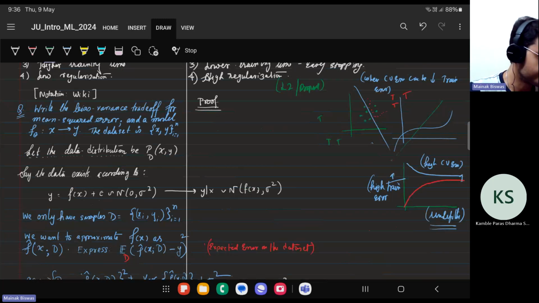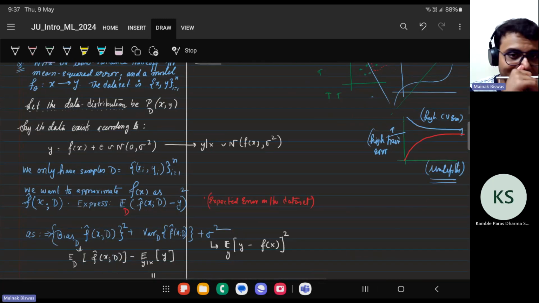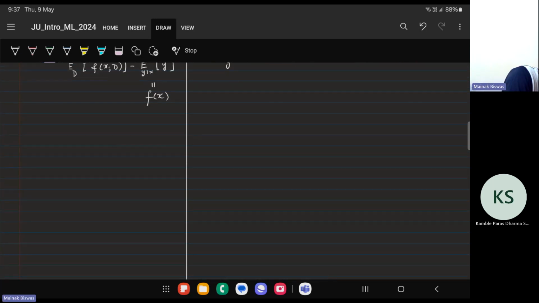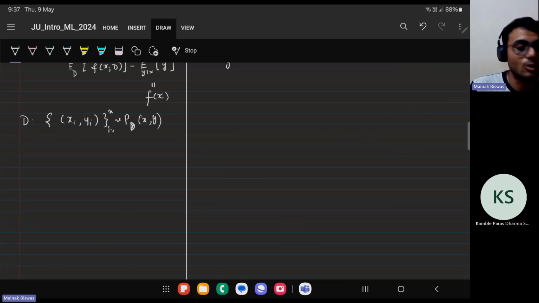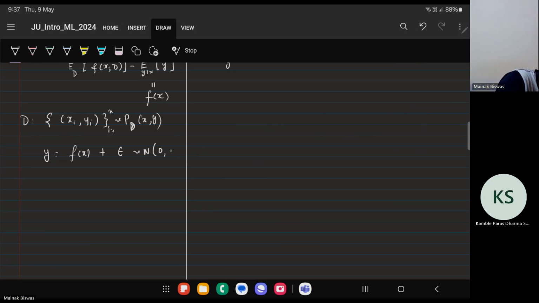To understand that, you can read the definitions that I've given over here, but I'll write it myself. Say you have a data set D. D is your data set which has xi and yi, and this has been sampled from some data distribution P_D. For the time being, just forget about the data distribution, but think about this. Say y is defined as f(x) plus some epsilon. This is how you get labels, right? Epsilon being normal with variance sigma squared, right?